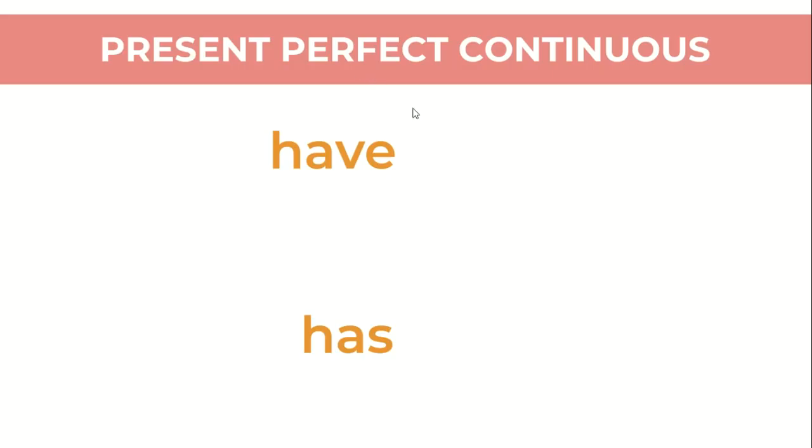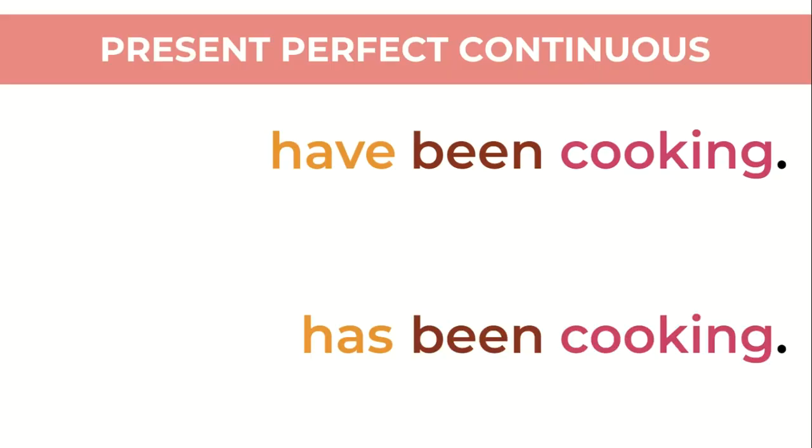All right, remember that. Let's jump over to the continuous. How do we create the continuous? So the continuous is always verb to be plus a verb ing, right? So what is verb three or the past participle of the verb to be? Do you remember? It's been. And so we're going to use been and then, of course, our verb ing. So the present perfect is have been, has been. And then the perfect continuous is been cooking, been eating, been drinking, been sleeping, whatever.